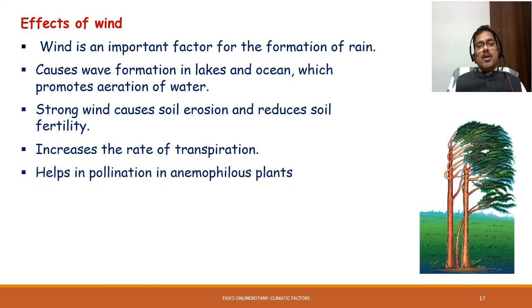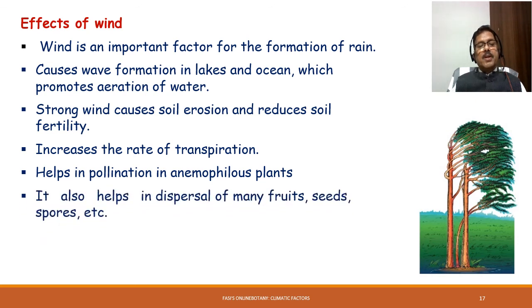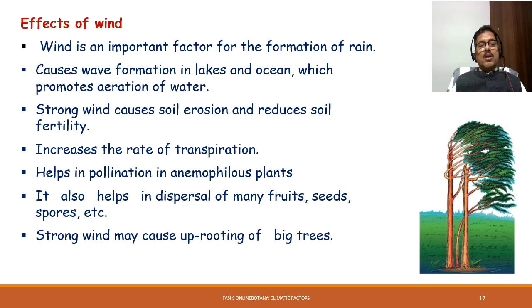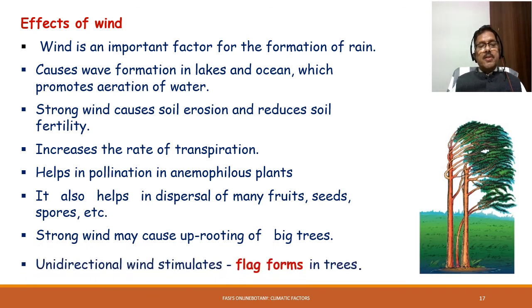It helps in pollination in anemophilous plants. It also helps in dispersal of many fruits, seeds, spores, etc. Strong wind may cause uprooting of big trees. Unidirectional wind stimulates development of flag forms.